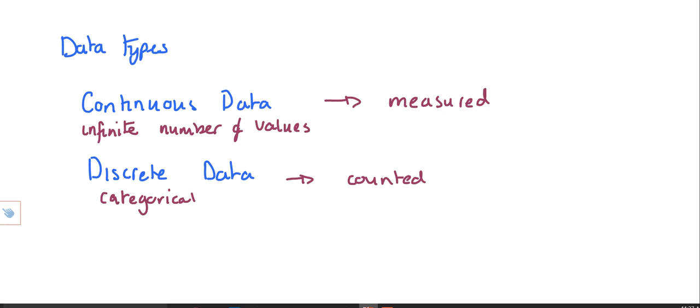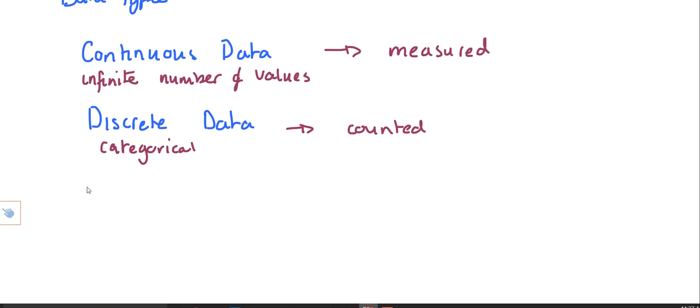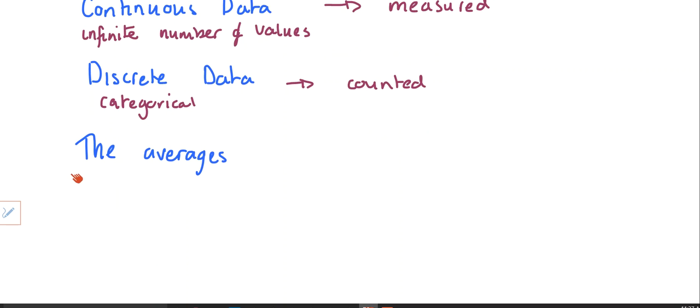Right. Let's also see whether you remember the averages. What about the averages? What can you tell me? What are they? Why are they called the averages? Because there's more than one average. What are they? Mean, median, mode.